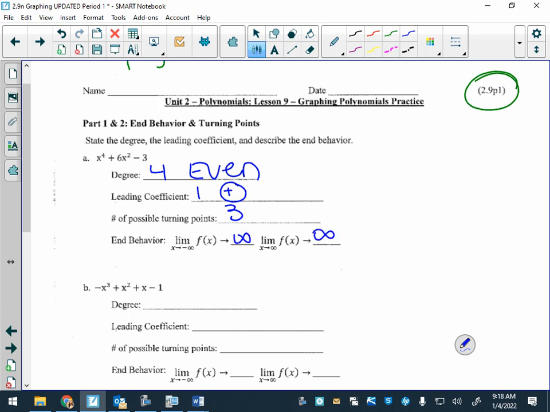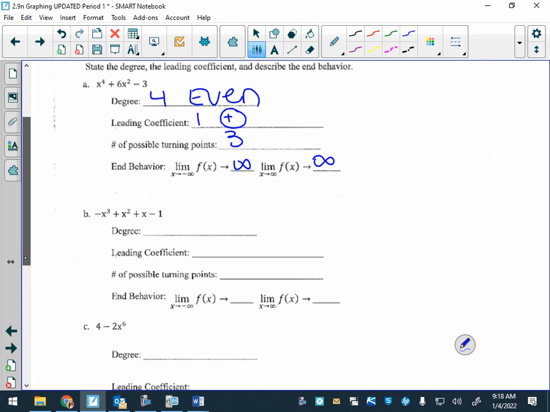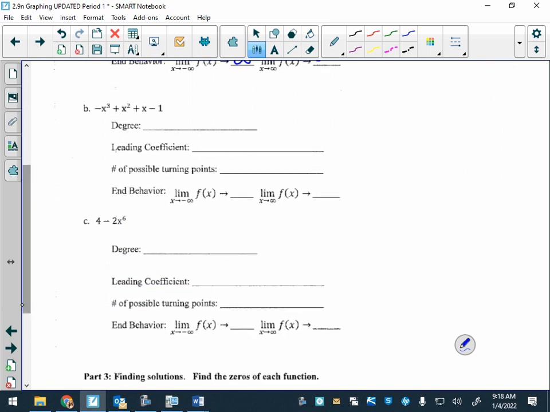Positive infinity. Good. Excellent. So as we go through this, make sure you're checking. Now for B, what is our degree? Yeah, Kaden. 3, which is odd. Leading coefficient, positive or negative? Kaylin? Negative.